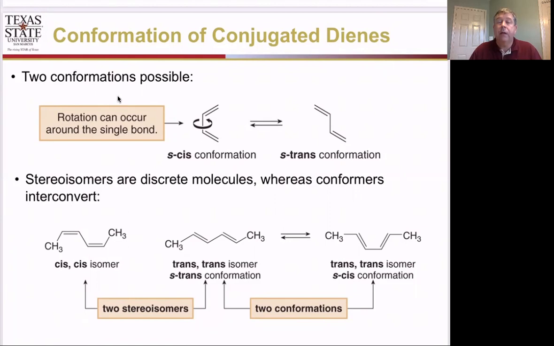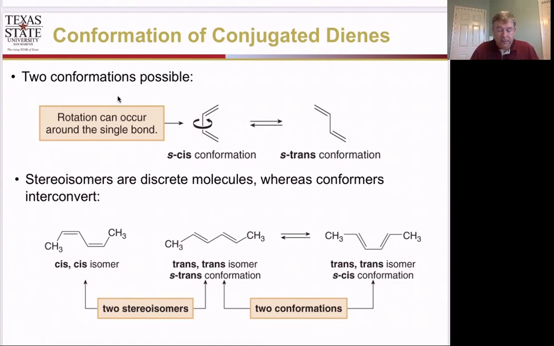And so we can have what we call an S-cis conformation where the sigma bond rotates and the two double bonds are on the same orientation with each other and overlapping again, or we can have what we call the S-trans conformation where the double bonds are away from each other, but still in conjugation with each other. So that means we have stereoisomers of discrete molecules, plus we also have conformers that can be interconverted between them.